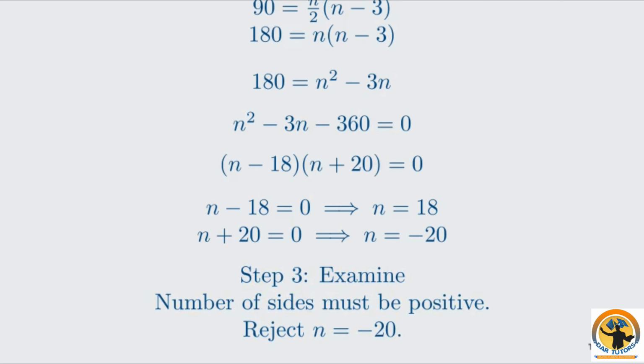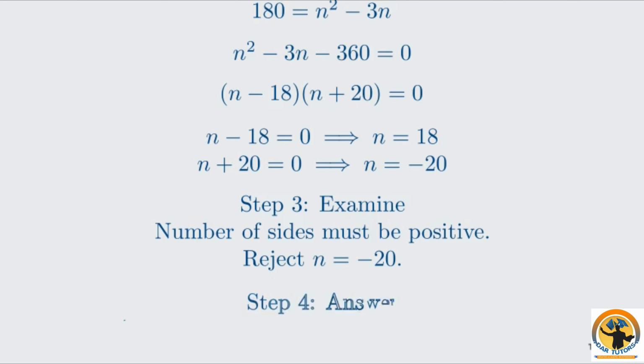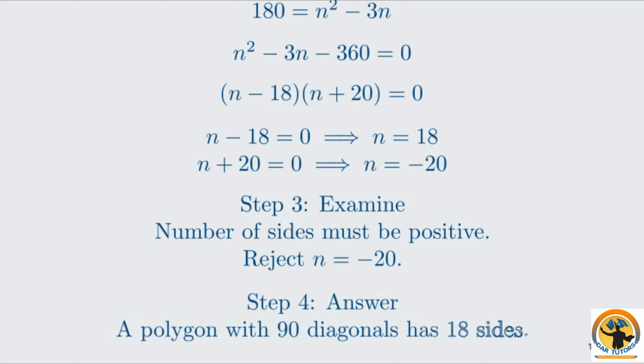Finally, step 4 is to state our answer. A polygon with 90 diagonals has 18 sides. This structured method helps us to break down complex problems into manageable steps. We have now successfully applied a four-step method to solve a real-world problem using a quadratic equation, thus meeting our objective.